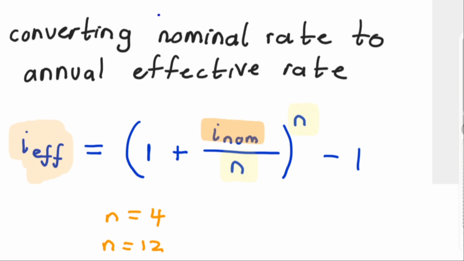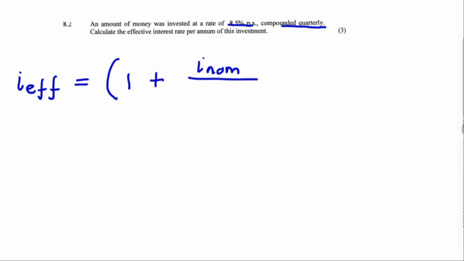So let's take a look at an example. We have an amount that was invested at a rate of 8.5% compounded quarterly, and we want to calculate the effective interest rate per annum of this investment. So the formula we go for is the effective interest rate is equal to 1 plus the nominal interest rate over n, raised to the exponent n, minus 1.